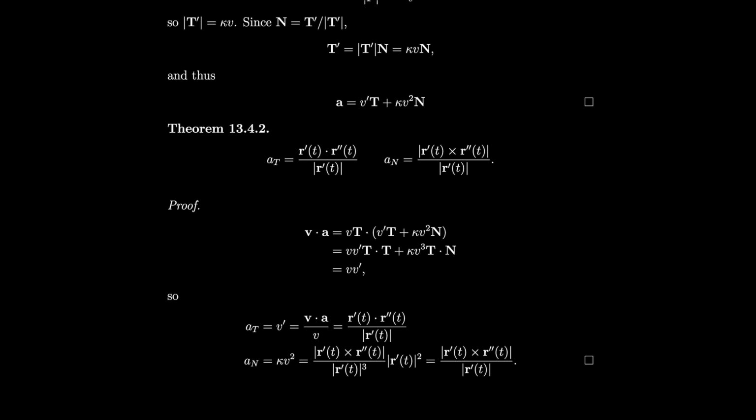So that's just going to be this v dot a divided by v, as we just showed. And v dot a is just r prime dotted with r double prime. And v, the way that we said, was the length of the velocity vector, which is the length of the derivative of position. And we do the same thing for our normal component. That's just kappa v squared. So kappa we have a formula for. We plug that in. v squared is derivative of position squared. We take the length. So that cancels 2 of these guys. And just leaves us with the formula we wanted.